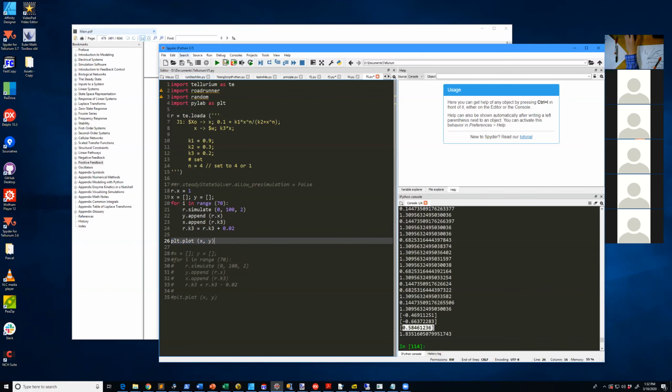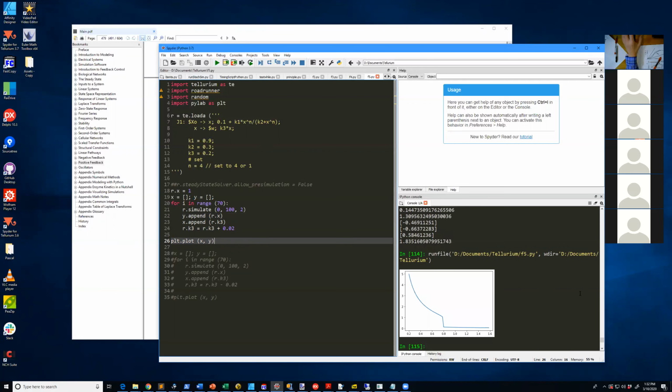So let me run this and we'll see what we get. All right, so this is the effect of increasing K3. I'm increasing K3 from a value of 1 to a value of something like 1.6. And look what you see.